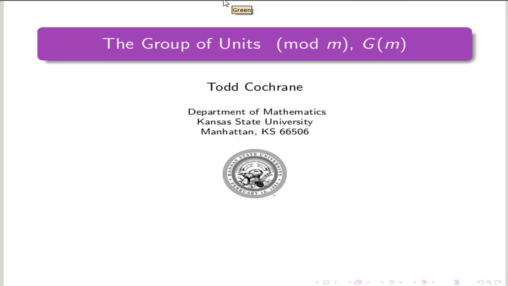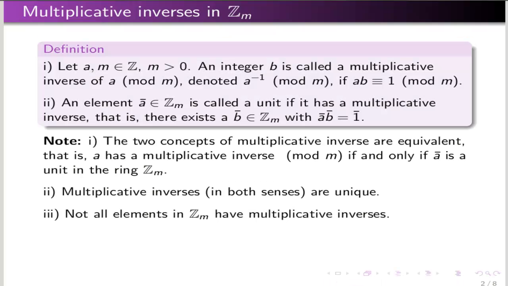The group of units, GM. So this is the group of units in the ring Z mod M. Okay, start with the following definition. If A and M are integers, an integer B is called a multiplicative inverse of A mod M, denoted A to the negative 1 power, if A times B is congruent to 1 mod M.